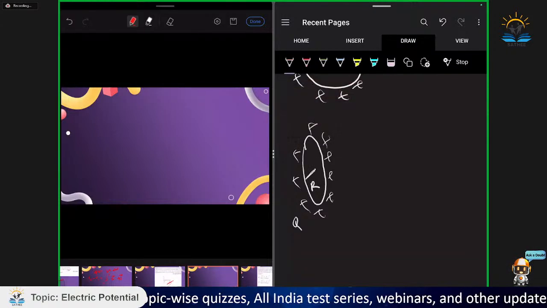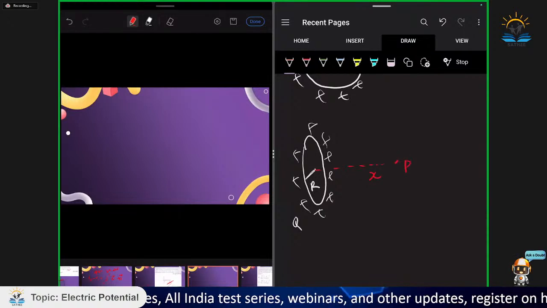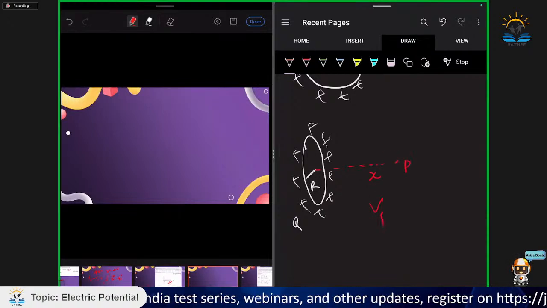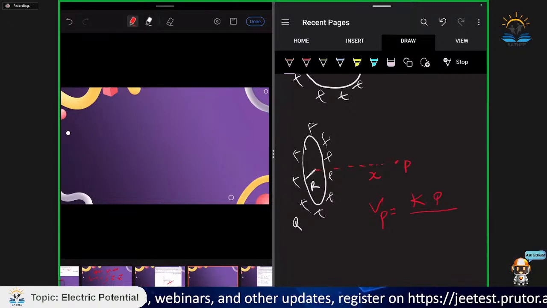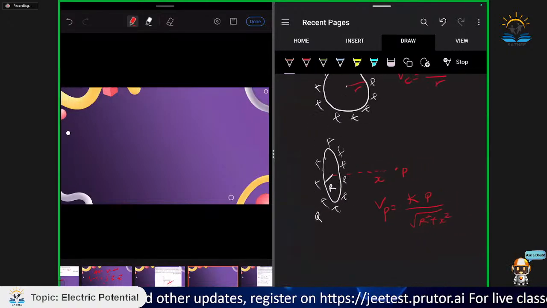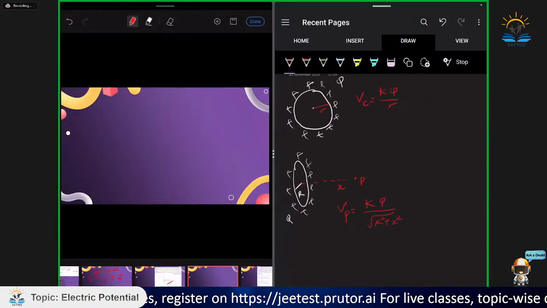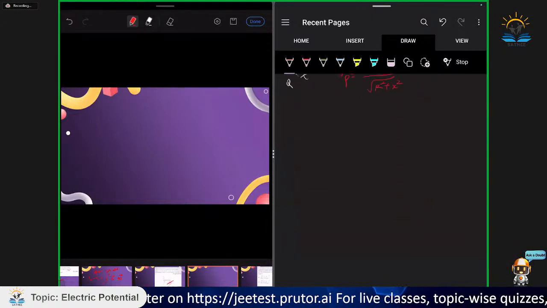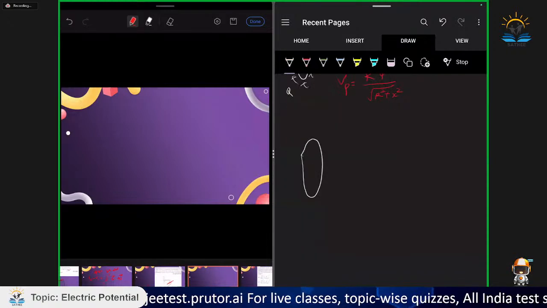From a distance x at point P, what will be the potential? The potential at P will be, simple formula, kq divided by root of r square plus x square. At the center x will be 0, root of r square is r, that is kq by r. Okay. And due to a disk: the ring is over, then the disk.